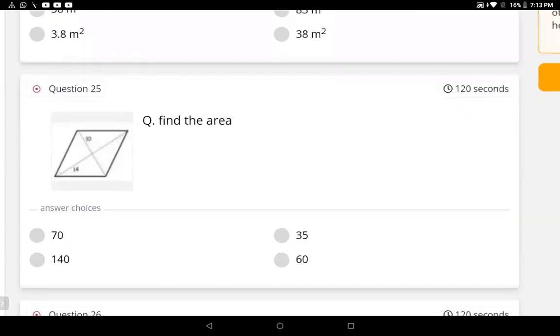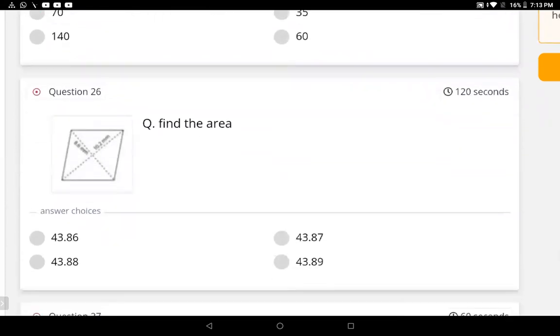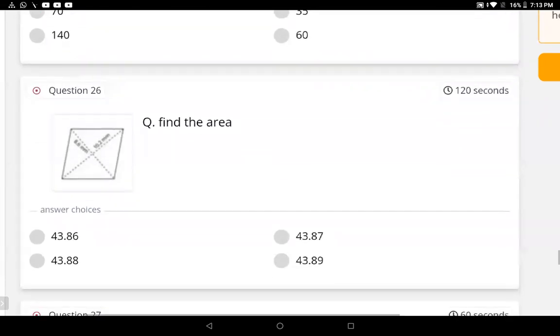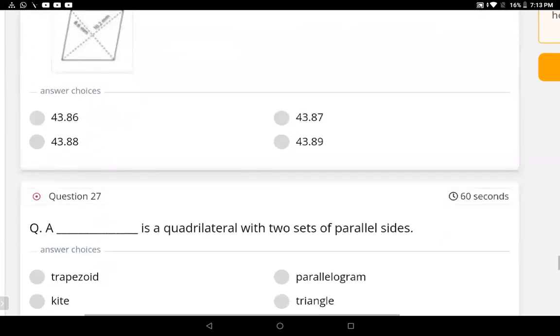Next one, find the area of this. Half into product of diagonals. It is a rhombus. Yes, rhombus, half the product of diagonals. Diagonals are given as 10 and 14. 140 by 2. Half of 140, which is 70. 70, right? The same thing here, yes, ma'am, and only a decimal point is there. You know very well about decimal multiplication.